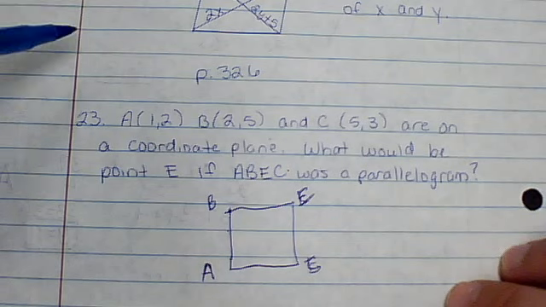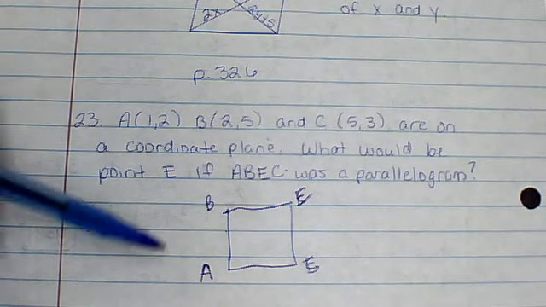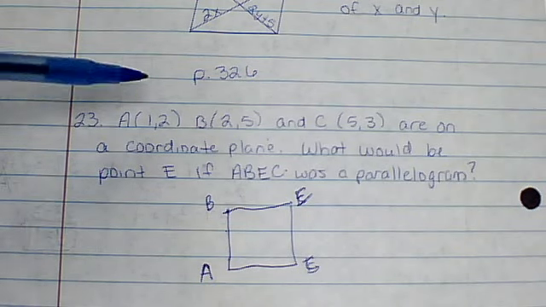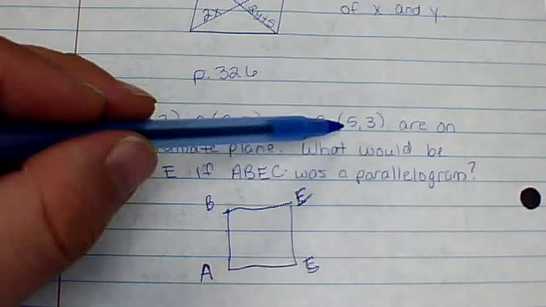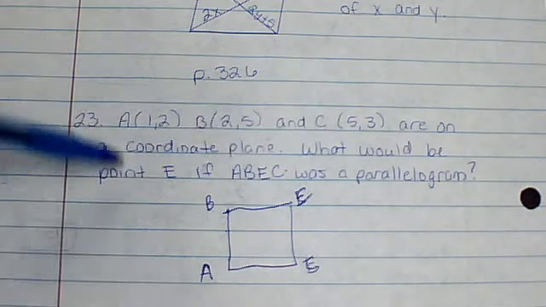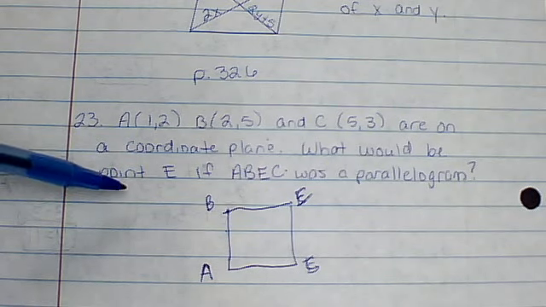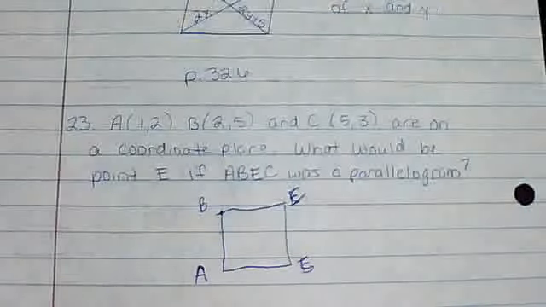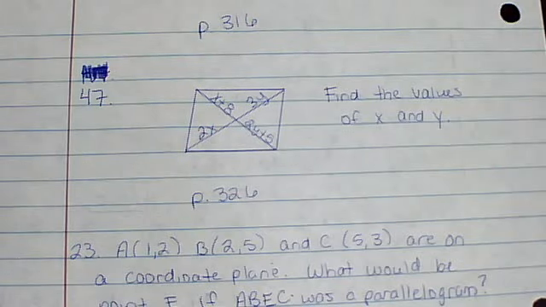And remember, with parallelograms, what we're focusing on are the slopes. Because if I know that I have opposite sides that are parallel, then my slopes are the same. So I'm looking for the slopes to be the same between AB and between EC. So go through and figure out what that point E would be on ABEC. And then on 47, this problem up here, I just want you to do a little practice of solving. And that's how we'll begin class on Friday.